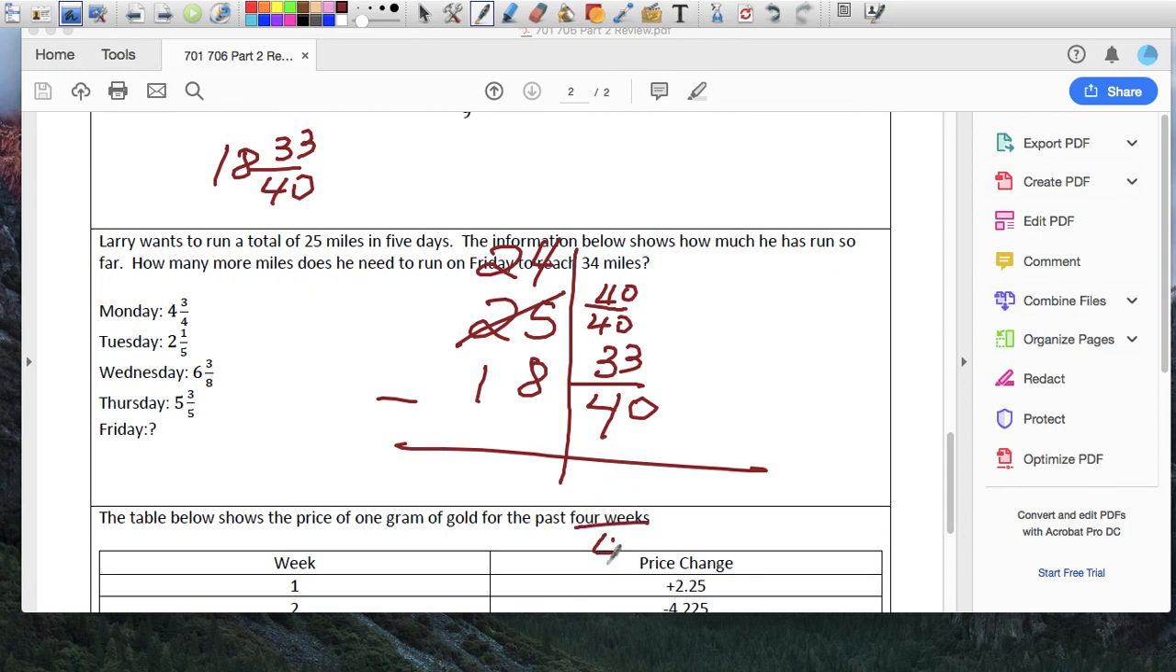On this side is something over 40. 40 minus 33 is 7. And 24 minus 18 is 6. So how much more does he need to run on Friday? 6 and 7 over 40.